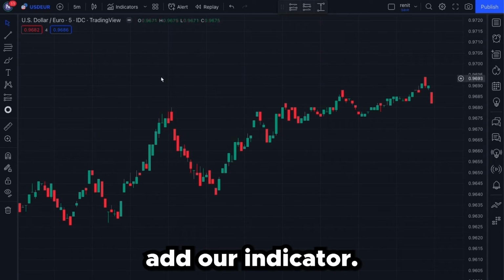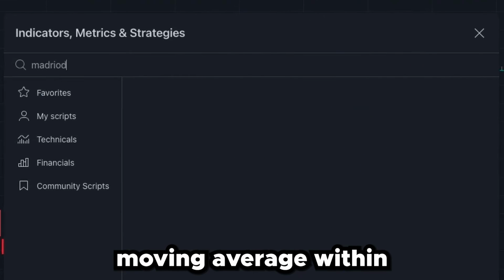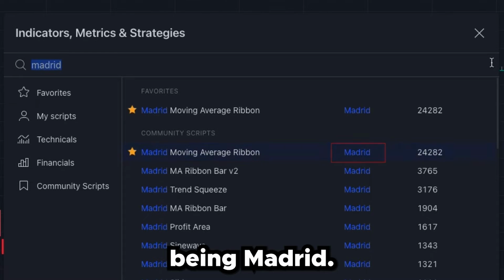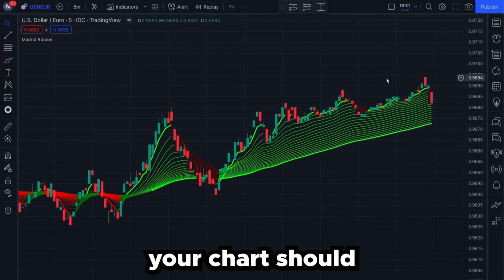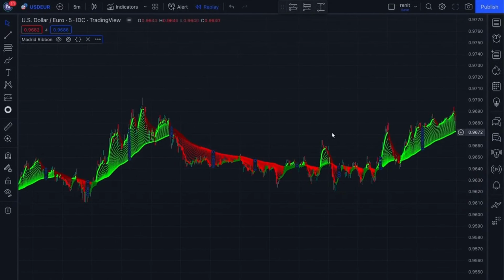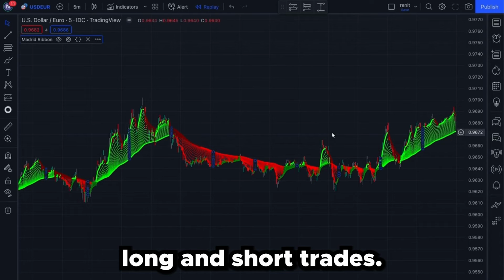Now we can add our indicator. So clicking on the indicators tab at the top and searching for Madrid Moving Average Ribbon. And select this option here under community scripts with the publisher being Madrid. If you have added it to the chart correctly, your chart should now look something like this. Okay, that is our setup complete. It's only one indicator, which is nice and simple. Now I'm going to show you how to read this indicator and how to enter long and short trades.